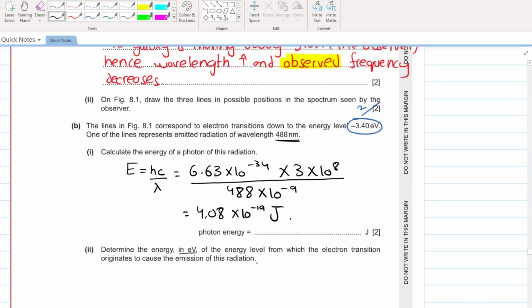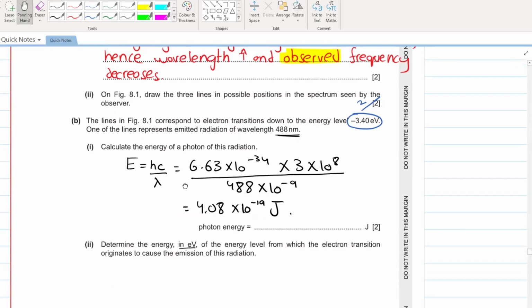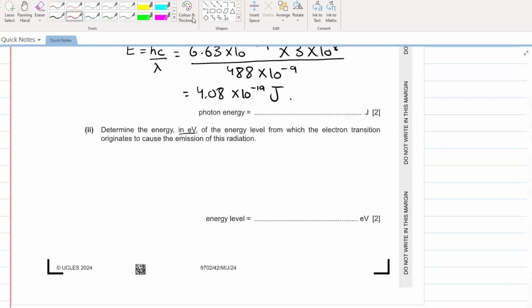Determine the energy in electron volts of the energy level from which the electron transition originates to cause the emission of this radiation. It is a long question but very easy to understand. The examiner is asking from which energy level. Let's say this is your energy level X, and this is your energy level negative 3.4 electron volts. The examiner wants the value of X, that is the energy level from which you fall down to emit a photon of this energy.